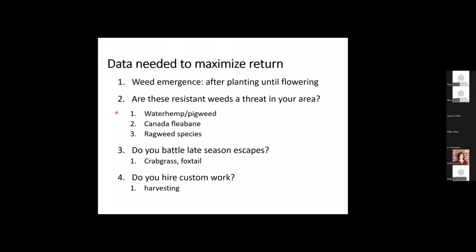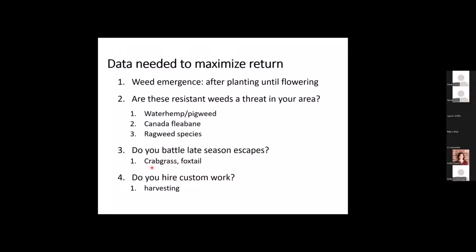I think, looking at the value of residual herbicides, we have to ask ourselves, are there resistant weeds that are a threat in your area, and particularly glyphosate resistant ones? So that's waterhemp, or members of the pigweed family, Canada fleabane, or ragweed species. And then there's other benefits in terms of harvest efficiency. Do you battle those late season escapes, right?